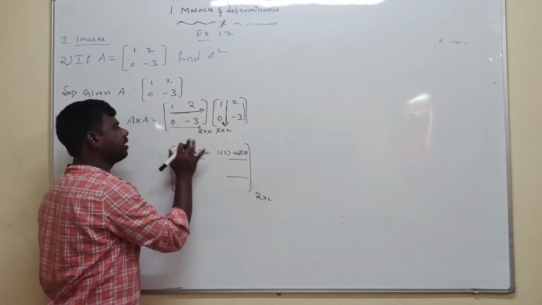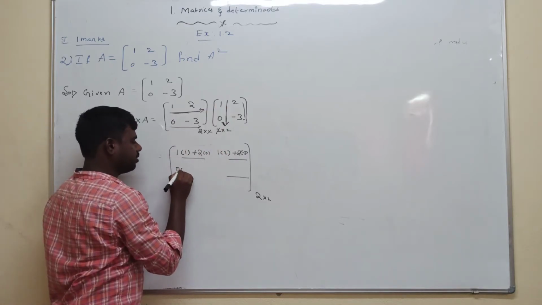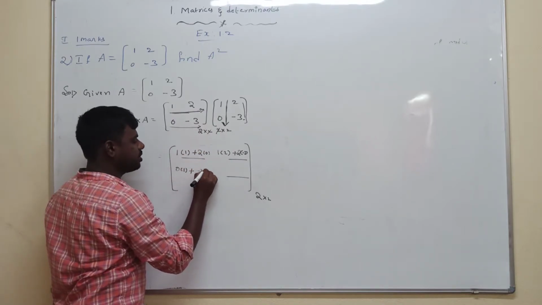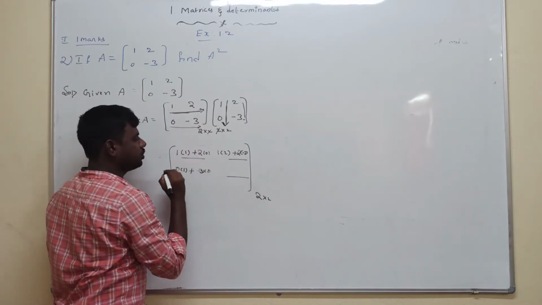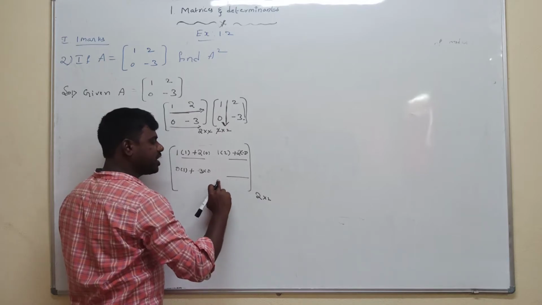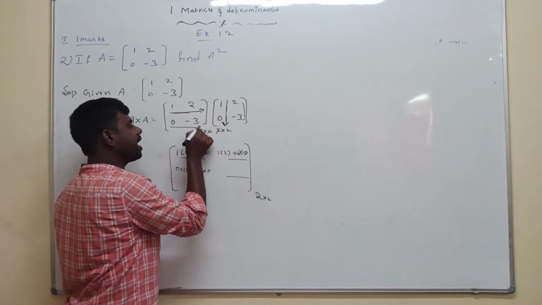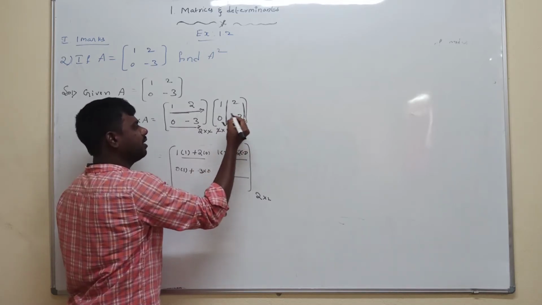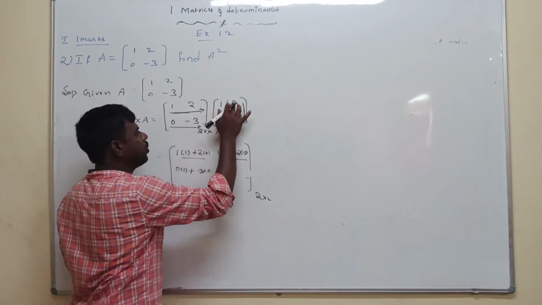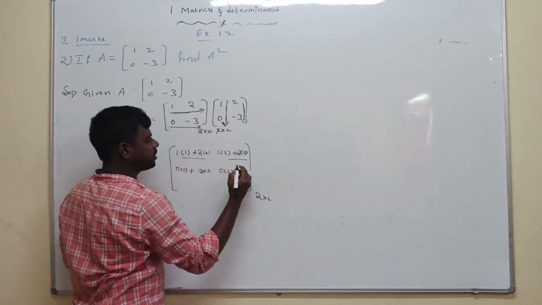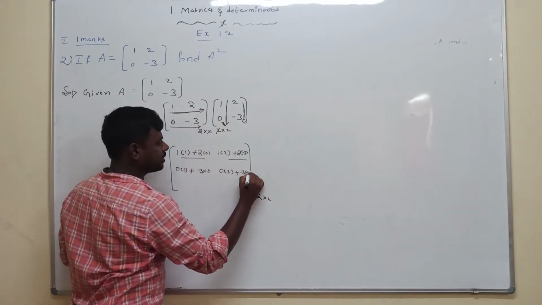So the product is 0 into 1 plus minus 3 into 0. Minus 3 into 0. What is the position of the element? Second row, second column. That's why the second row in the first matrix and the second column in the second matrix: 0 into 2 plus minus 3 into minus 3.